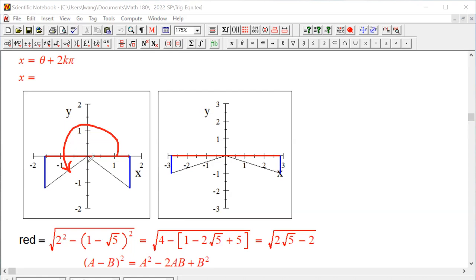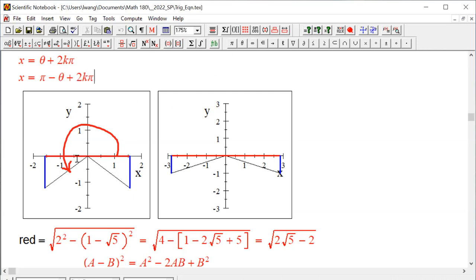And that looks like it's going to be pi minus theta. Why minus theta? Because theta itself is negative. You have to minus theta to add this additional piece. So this solution is going to be pi minus theta plus 2k pi.